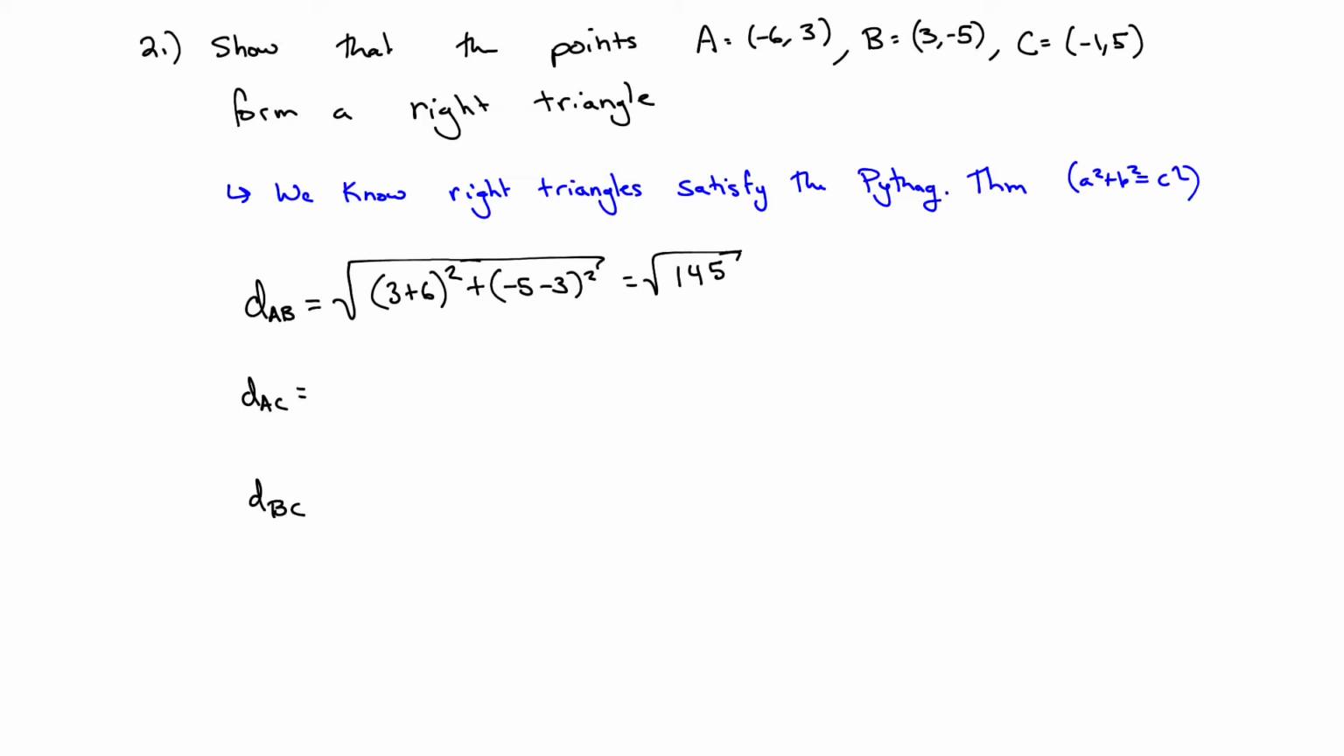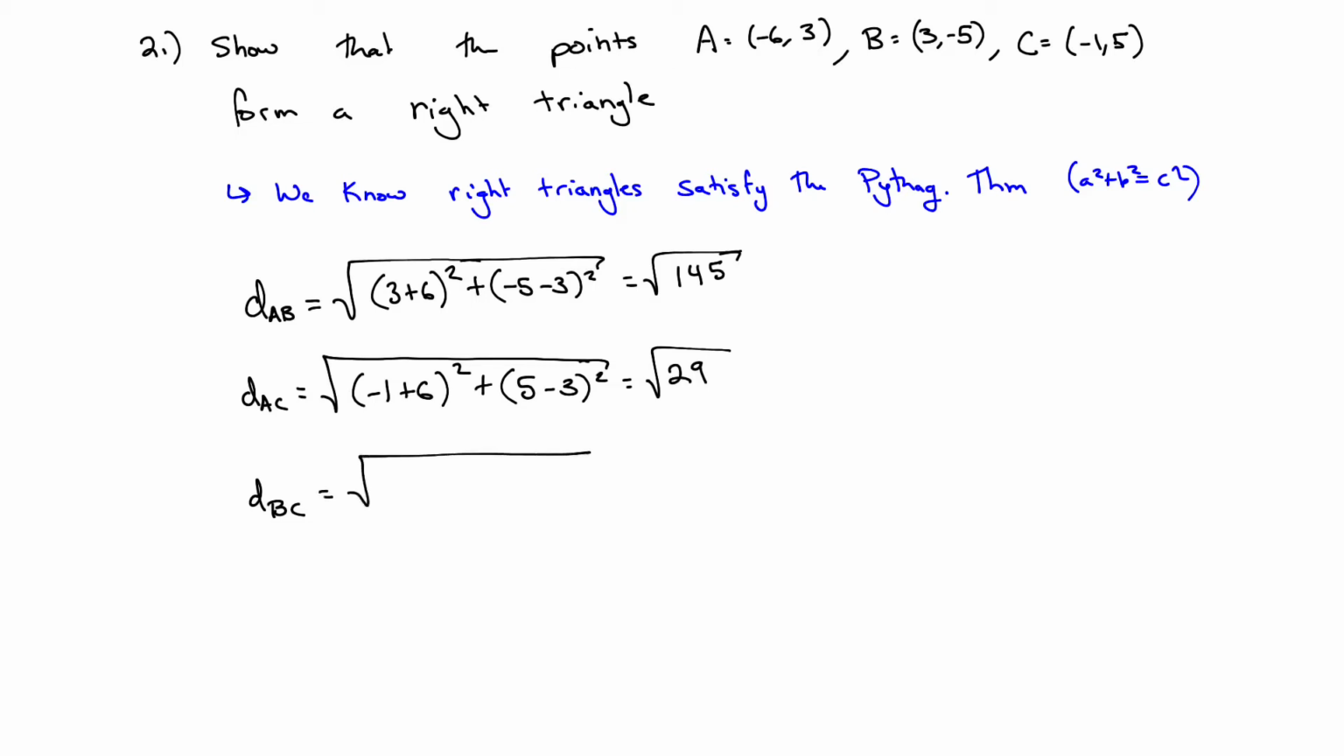So A and C. In this case, this is your x sub 1, y sub 1. This is your x sub 2, y sub 2. So that'll be negative 1 minus negative 6 and then squared, and then 5 minus 3 quantity squared, which would be the square root of 29. And then we'll do BC, which would be the square root here.